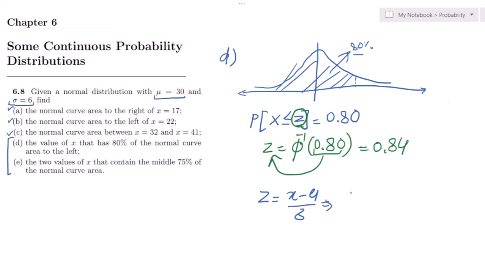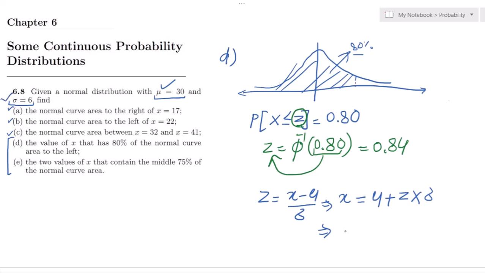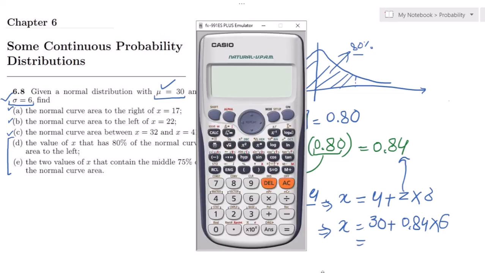So on the basis of it, we can use the value of x is mu plus z multiplied by sigma. Okay, so we know the value of mu, we know the value of sigma. Let us put those values here. So x is here, 30 is mu. Okay, the value of z is here 0.84, multiplying it with sigma, which is 6. Let us calculate it.